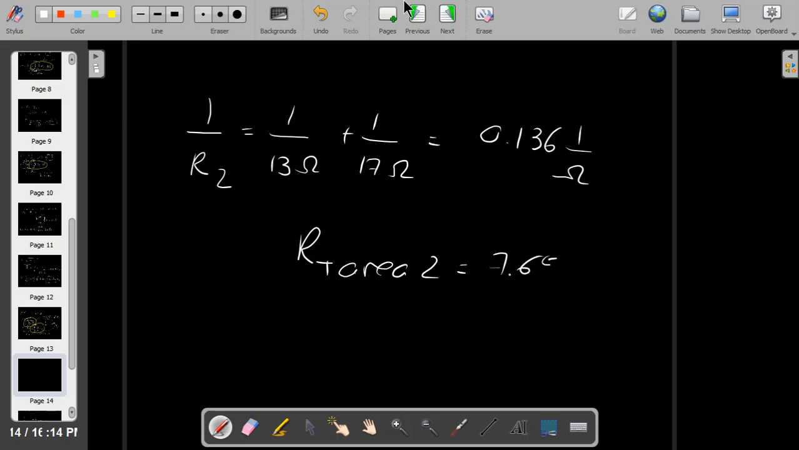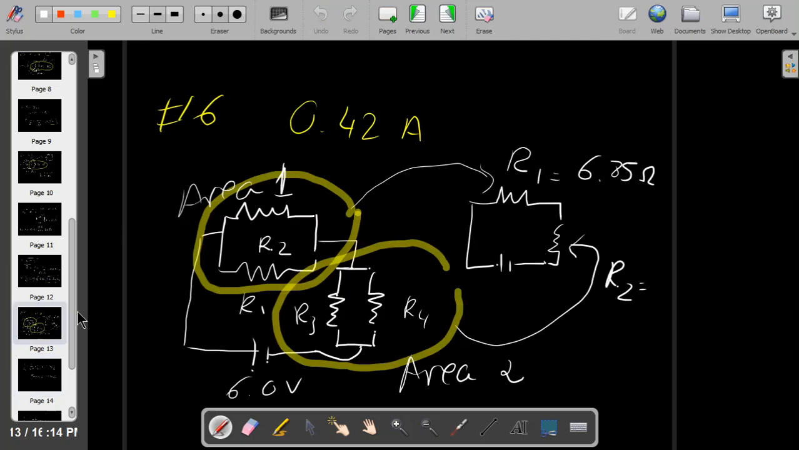Equals 7.35 ohms, not 7.65. Getting smarter about my erasers. There you go. Okay? So now I have found the resistance for that area. Let me go back and put it right here. 7.35. I can solve this. This now has become a series and I can add them up. Okay? So let's do that.